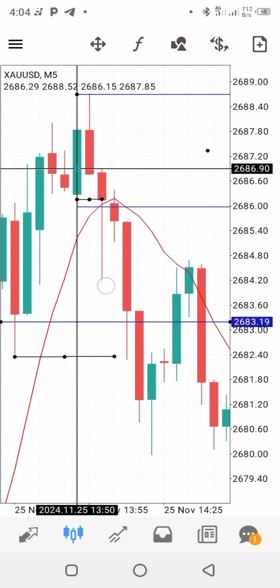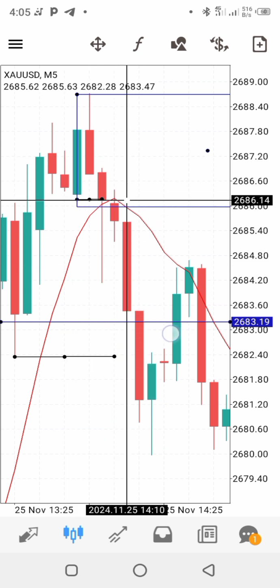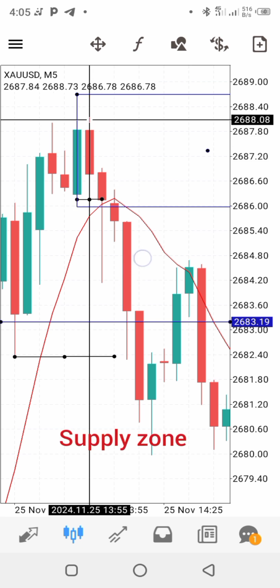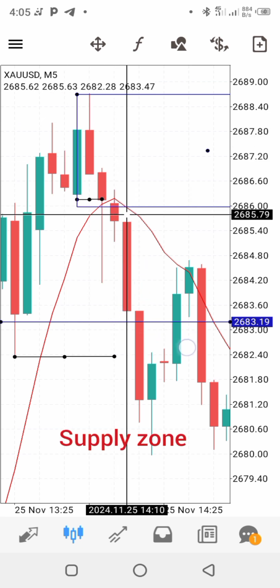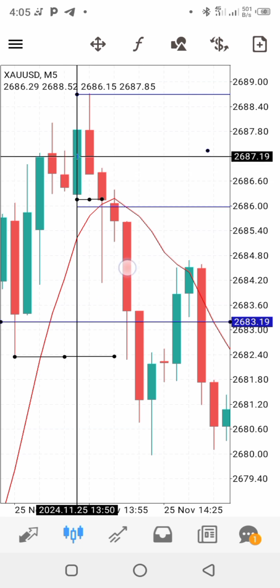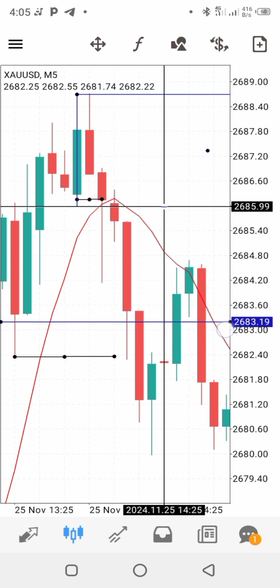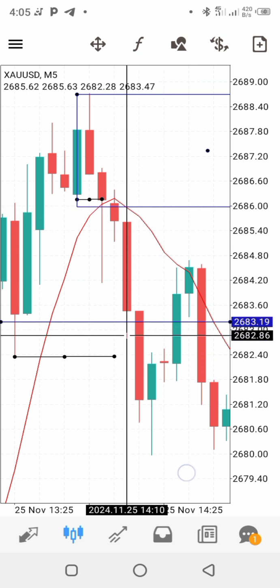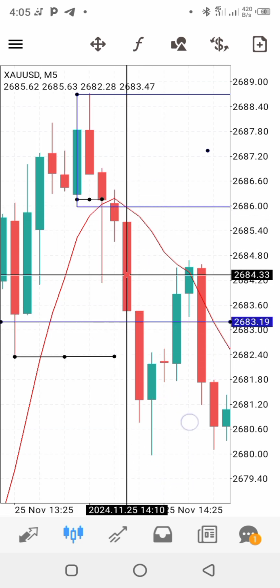Now when price broke down here, you have many confluences. We have an imbalance, we have a supply, then we have a market structure shift, and we also have a breaker block here. So all this confirmation before price broke down. And what happened again? Price broke down here.